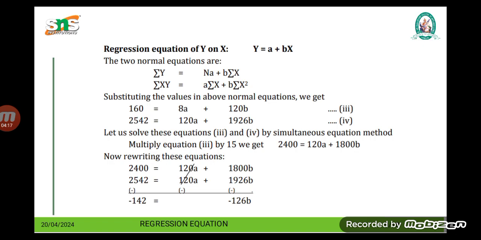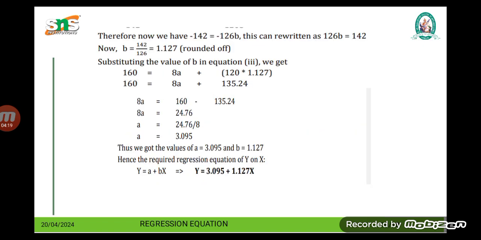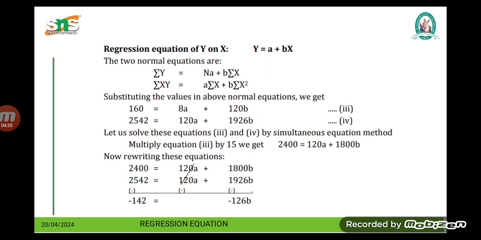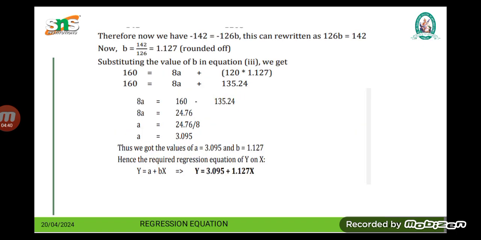Regression equation y on x: the same format, but instead of summation x, I am having summation y. If I solve it by multiplying and cancelling, I will get the value of b alone, that is 1.127. Similarly, I am going to substitute that b value in equation number 3 or 4. If I substitute my b value, I will get the a value as 3.095. My general equation is y is equal to a plus bx. My a value is 3.095 and my b value is 1.127. If I substitute in my required equation, I will get y is equal to 3.095 plus 1.127x.